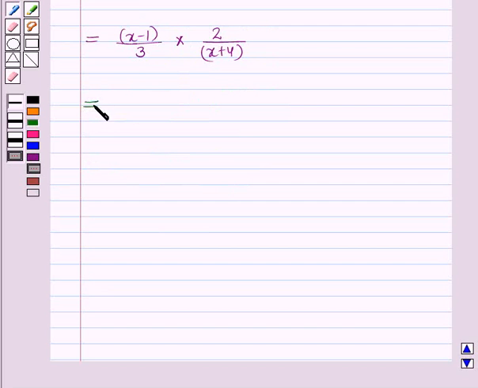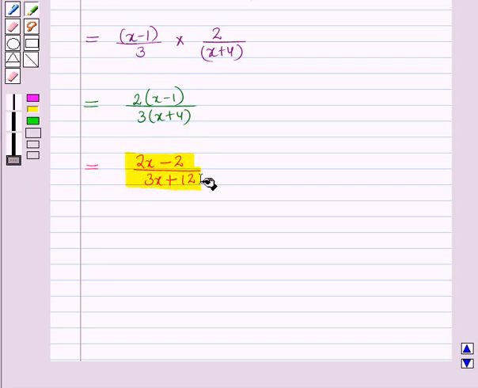And this is equal to 2 into (x − 1) upon 3 into (x + 4). And this is equal to 2 into x, that is 2x, plus 2 into minus 1, that is minus 2, whole upon 3 into x, that is 3x, plus 3 into 4, that is 12. So, this is the required answer.